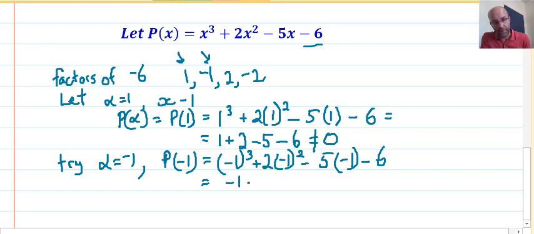So we have negative 1 plus 2 plus 5 minus 6. Negative 1 plus 2 is 1, 1 plus 5 is 6, 6 minus 6 is 0. So the remainder theorem gives an answer of 0. The factor theorem says this is a factor.